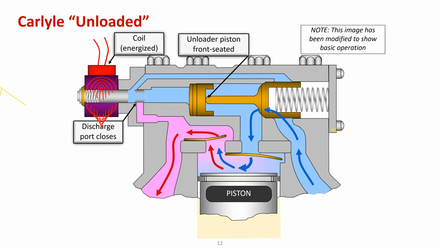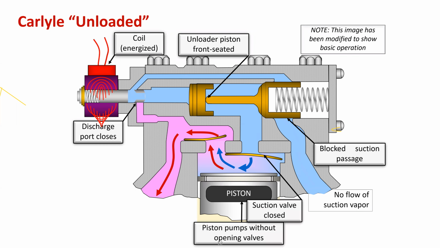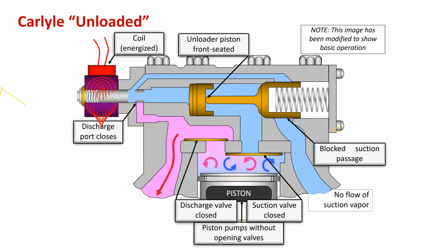So mechanically, we have a spring to activate and move a piston and thus shut off the suction flow into the cylinder. So you see here we have a blocked suction passage. So now we can no longer receive any new refrigerant gas into the piston for it to do its job. So since there's nothing there for it to pump, the suction valve is going to close, discharge valve is going to close, and the piston just basically runs in neutral. It's not doing any work.